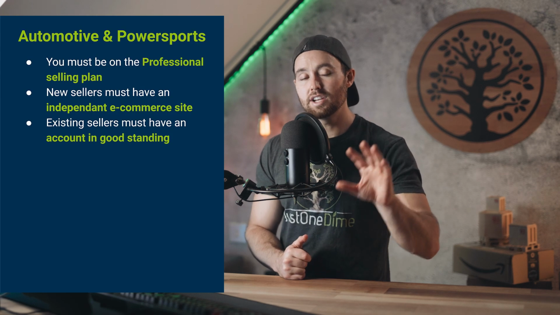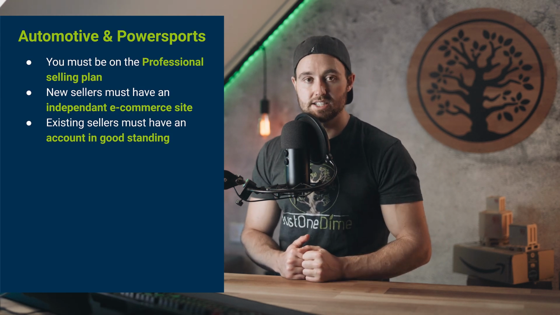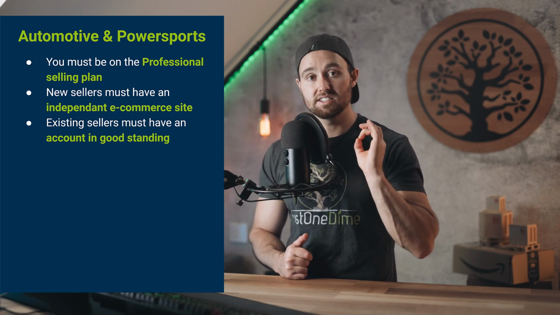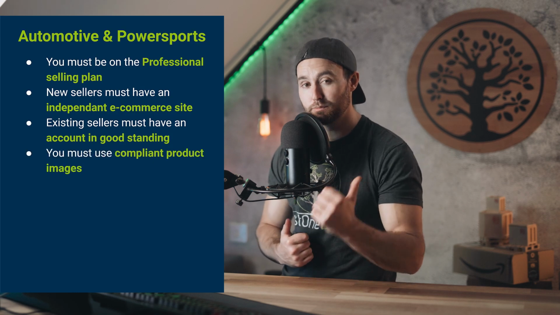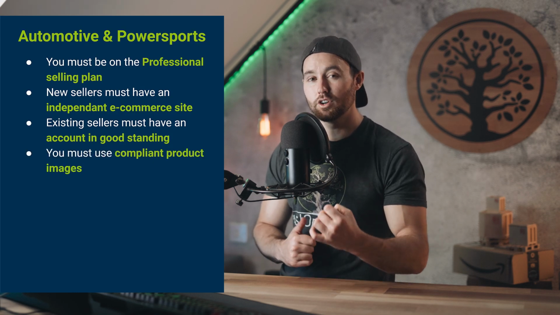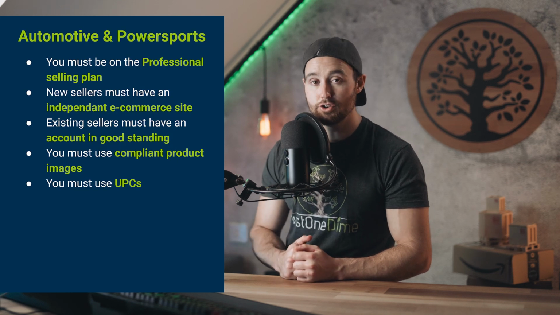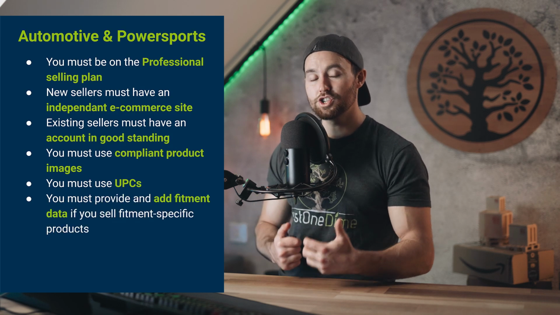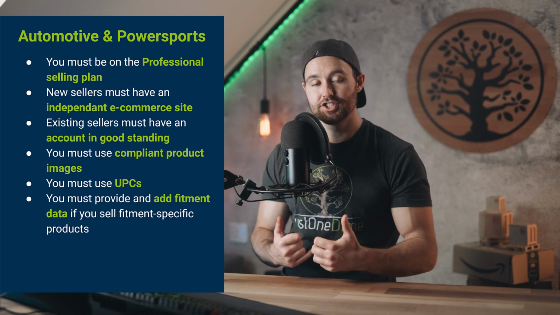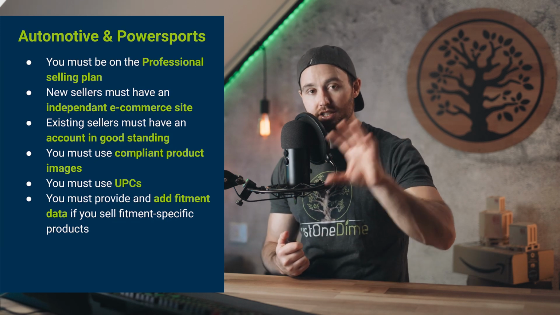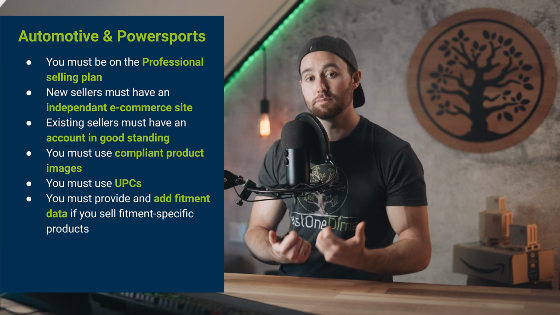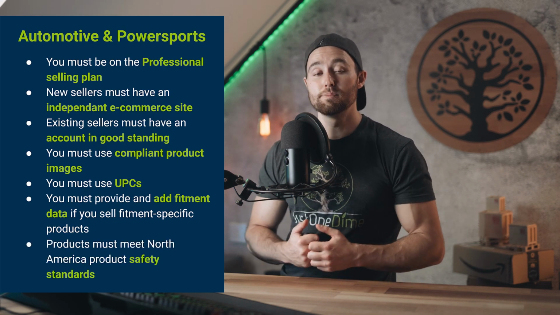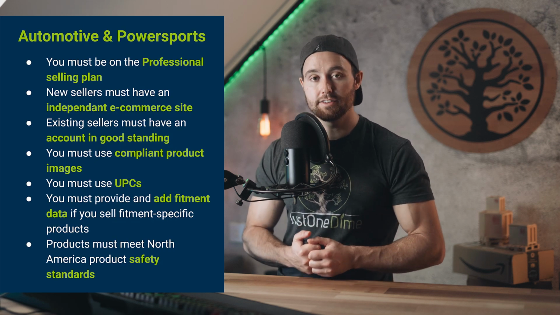Existing sellers don't have to have the website, but they have to have a seller account in good standing with good metrics. That's also always important for ungating. You must use compliant product images. Make sure you have pure white backgrounds, and you must use UPCs. I highly recommend GS1 UPCs. You must also provide any fitment data, and you actually have to add this to Amazon's fitment tool if your products are fitment specific, like only fit certain models of vehicles. And products must meet all North American product safety standards.